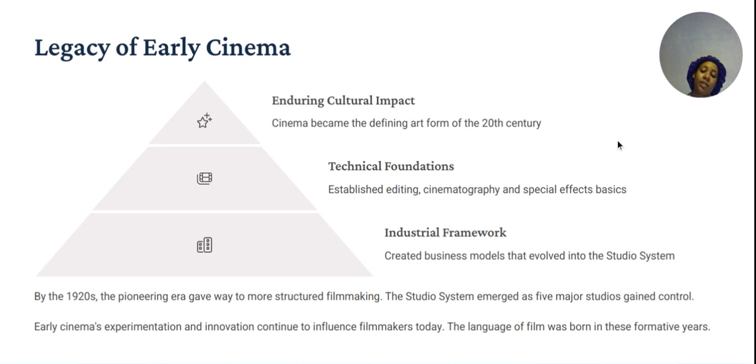And early cinema's experimentation and innovation continue to influence filmmakers today, and influenced me in some ways as well, because I'm a filmmaker too. Those simple basic editing and cinematography techniques that were used helped with my own productions as well. And the language of film was born from this whole thing.